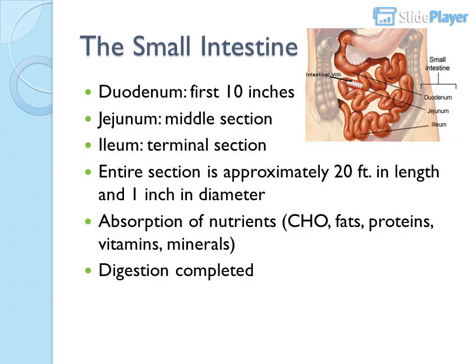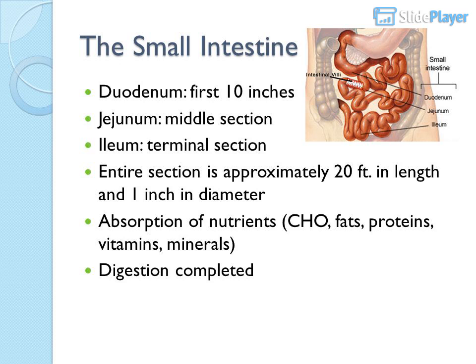The small intestine. Duodenum, first 10 inches. Jejunum, middle section. Ileum, terminal section. The entire section is approximately 20 feet in length and 1 inch in diameter. Absorption of nutrients: CHO, fats, proteins, vitamins, minerals.